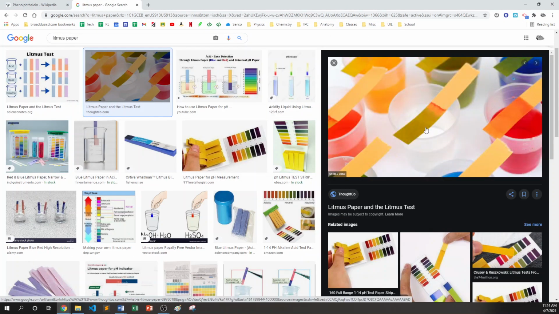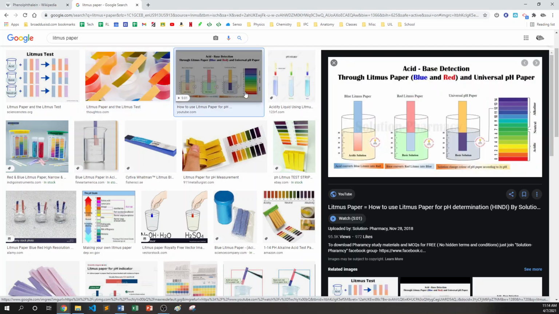Oh, yeah. This is litmus paper. It's paper that has litmus on it. Oh, actually, we did this with our fish tank. Yeah.